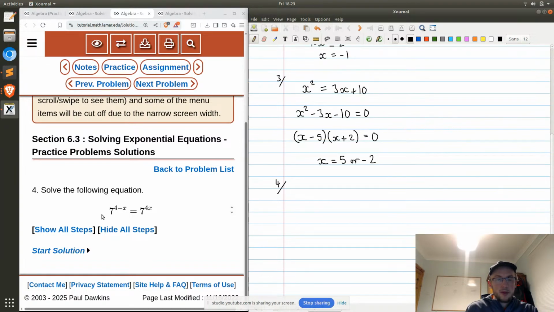Next, we have 7 to the 4 take x equals 7 to the 4x. So we just equate the powers. And this means that 4 equals 5x. And therefore x is equal to 4 over 5, 4/5, or 0.8.